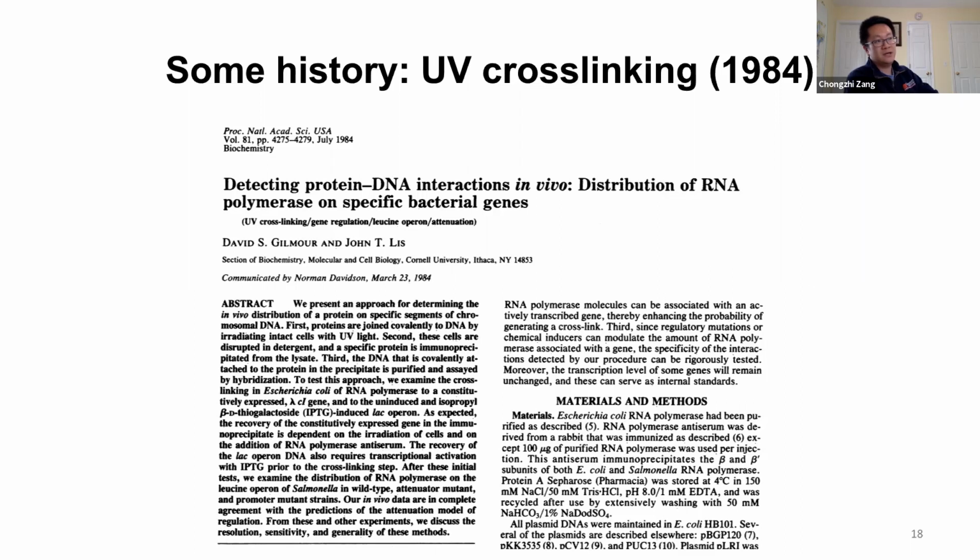The first cross-linking experiment was done in 1984, I think studying bacteria, led by John Lis. I believe Dr. Gerten is familiar with it. This was on specific bacterial genes, where for the first time they used cross-linking, but at that time they used ultraviolet (UV) cross-linking to study protein-DNA interaction.